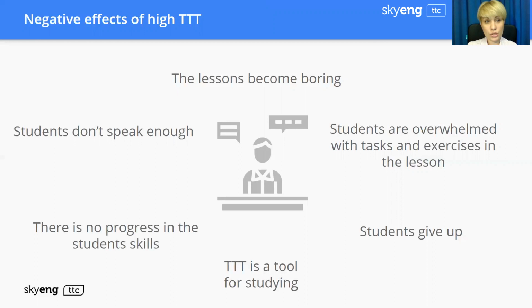Also, students don't speak enough if the teacher talks too much. And as a result, there is no progress in the students' skills, and students give up studying, because they don't see any progress, they are discouraged, demotivated, and they just stop. And this is the most negative impact. And also here, I'd like to say that TTT is a tool for studying, but it is not a material for studying, for example. So we just help our students to study with the help of our talking time.